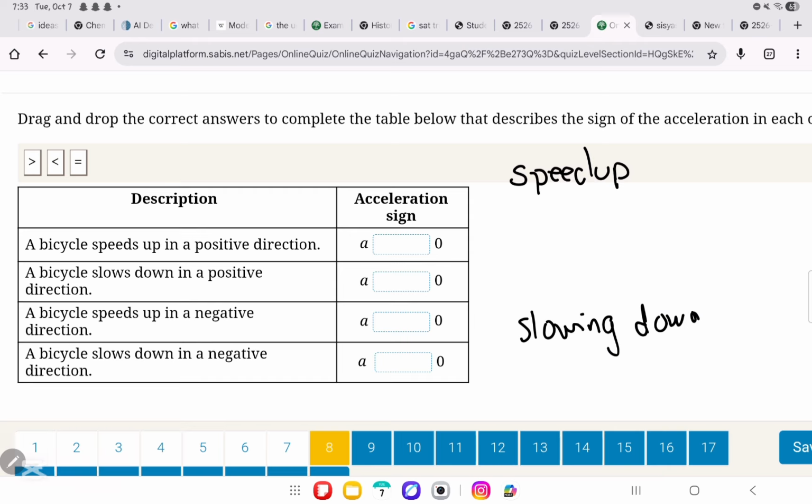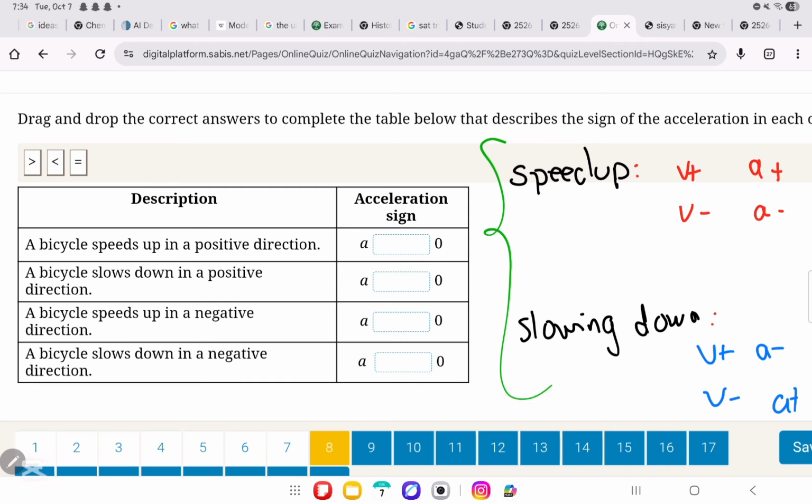First of all, for speeding up, we have a condition that the velocity and the acceleration should have the same sign, meaning velocity is positive, acceleration is positive, or velocity is negative, acceleration is negative. For slowing down, on the other hand, velocity and acceleration have opposite signs. This means velocity could be positive but acceleration is negative, or velocity could be negative but acceleration is positive.